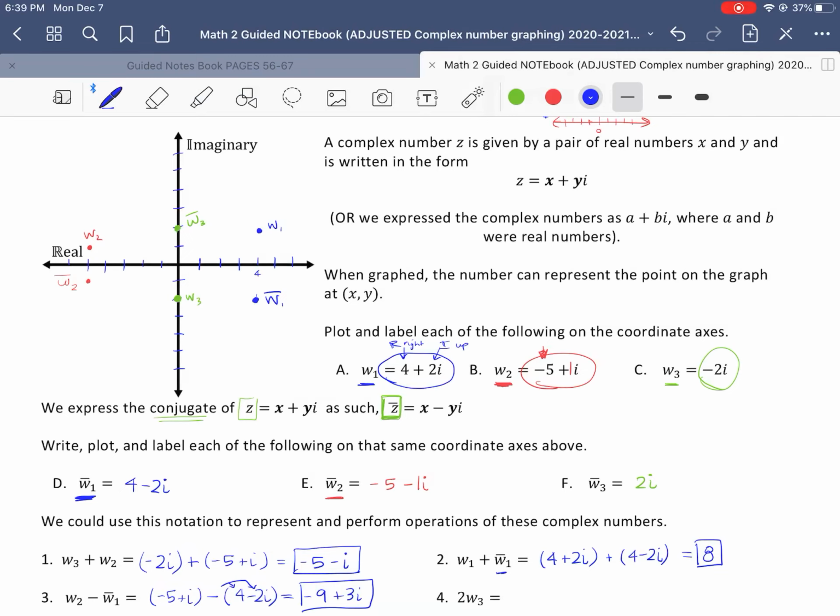And then lastly here, we've got number 4, which is 2 times W3. So 2 times W3 is going to be equal to 4i in this case.